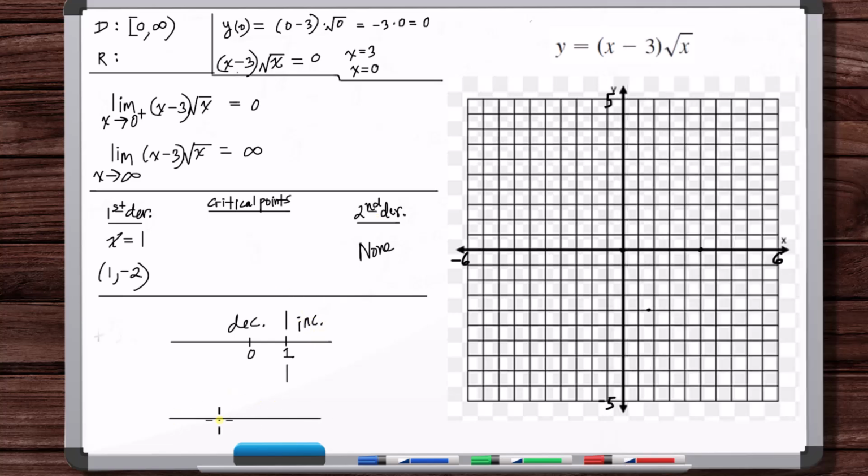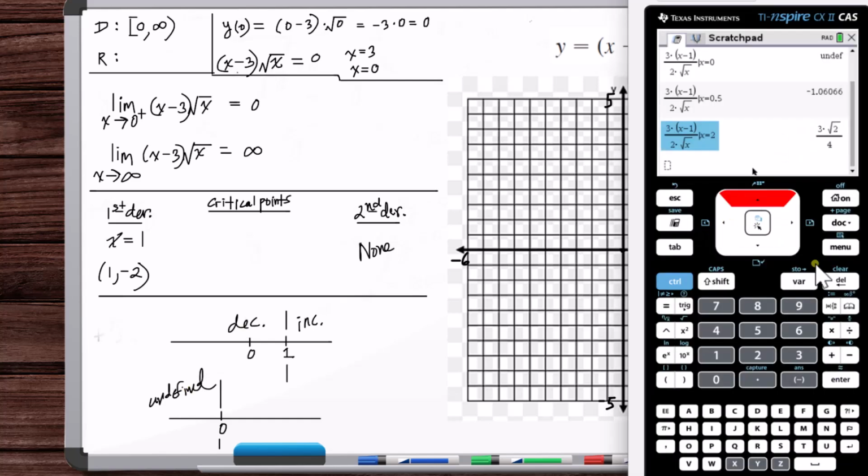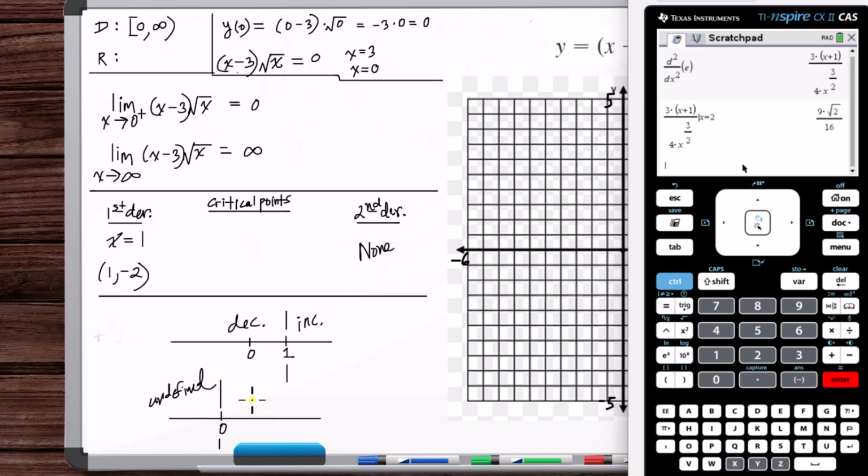Okay, now for concavity, there are no points where the concavity changes, so it's going to have one concavity throughout the entire domain. That's everything to the left of 0 and to the right of 0. It's undefined here, and then we want to check this for when x is equal to, let's say, 2, whatever, concave up.